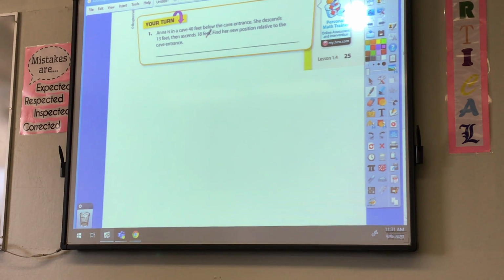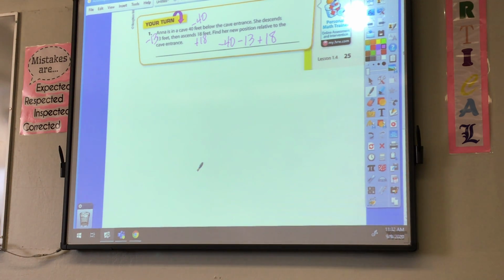So we've got some vocabulary here. If you're descending, are you going up or down? What do you guys think? Down. D for descend, D for down. So she descends 13 feet, that's a negative 13. Oh, and she's already below the surface, that's a negative 40. And then she ascends 18 feet, up or down? Up. So then I have a positive 18. So now I'm going to put these all together. She starts at negative 40, she goes down 13, and she goes up 18.